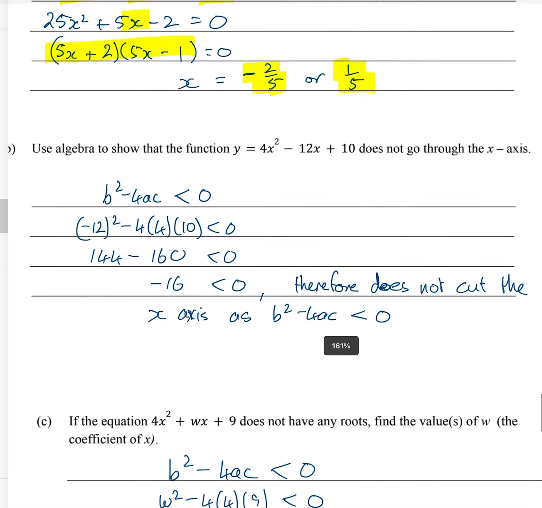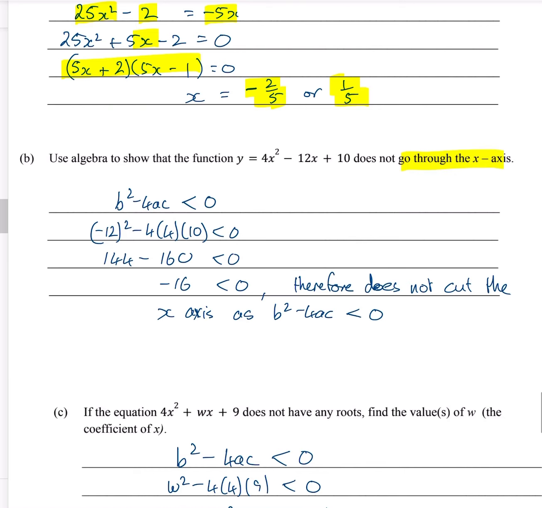Use algebra to show that this does not go through the x-axis. Well, the discriminant has to be less than 0. So b is negative 12, b squared minus 4ac. We see it comes to negative 16. Therefore, it does not cut the x-axis as the discriminant is less than 0.